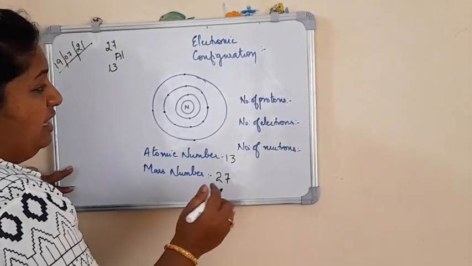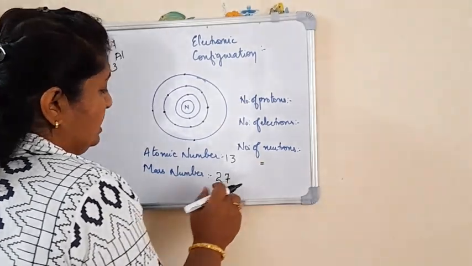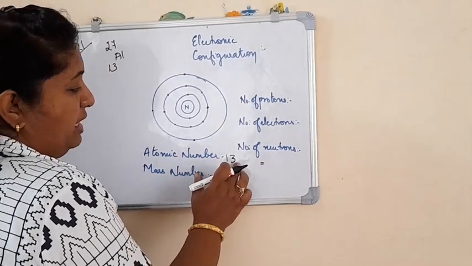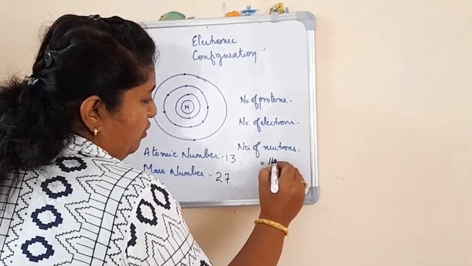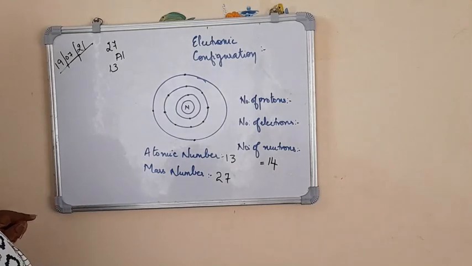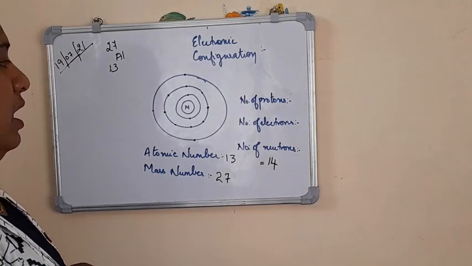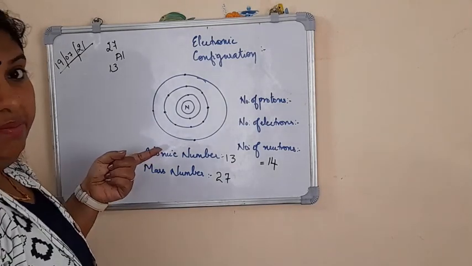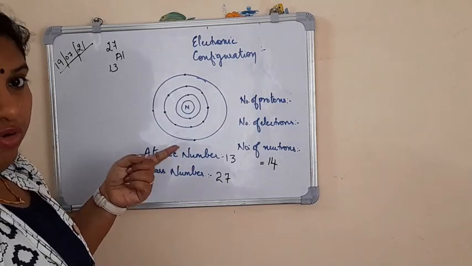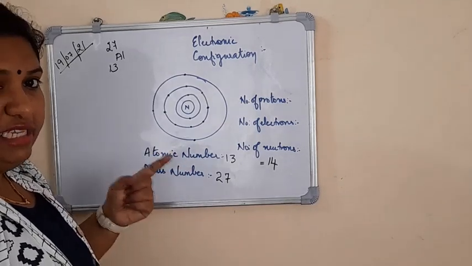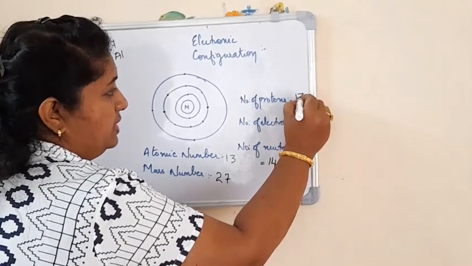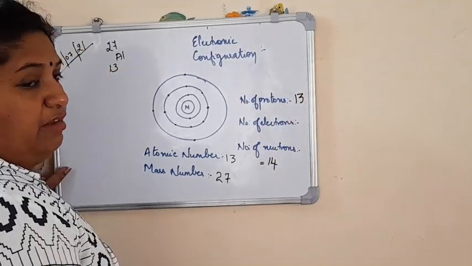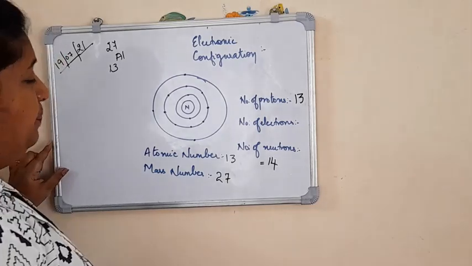Then what can you find? Number of neutrons you can find out, because mass number minus atomic number is the number of neutrons. So number of neutrons is 14. Now, what is atomic number? The total number of protons or total number of electrons in an atom, isn't it? So, protons, 13.